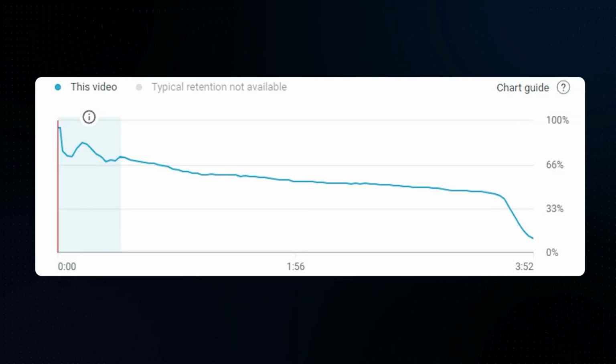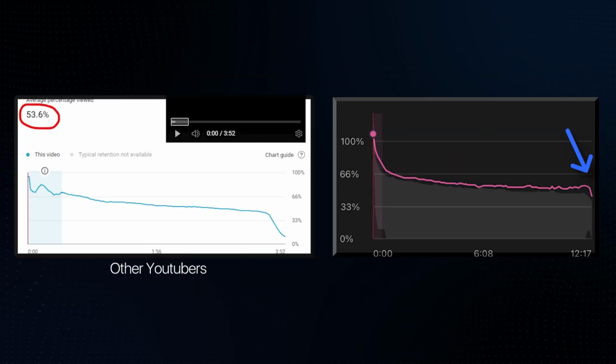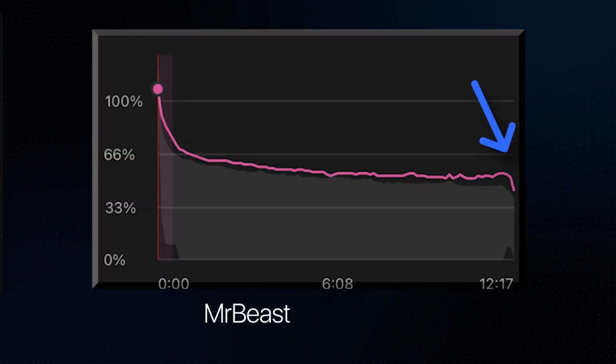In almost all of his videos, anyone who has ever made a YouTube video knows this declining graph at the end very well. Viewers just vanish like they were never there. But in MrBeast videos, it's completely opposite. This is the retention graph between other YouTubers and MrBeast. You see that? That's the problem. While most YouTubers lose viewers at the end, he actually gets a spike.